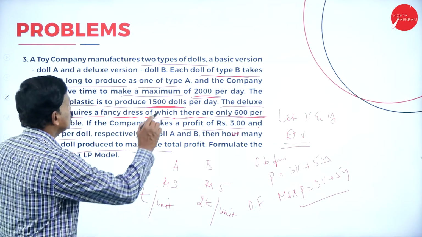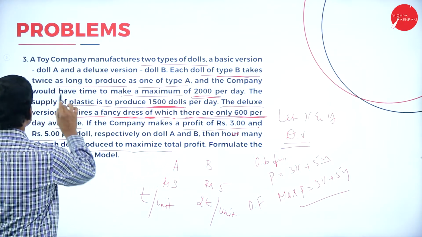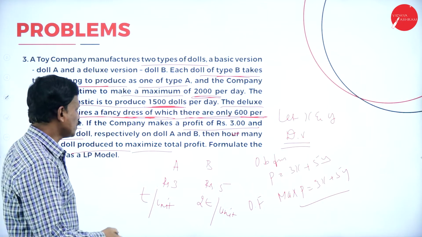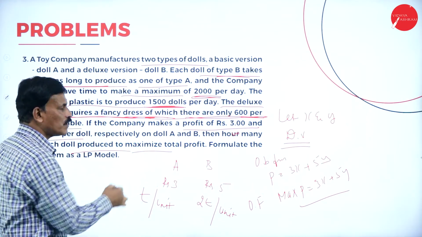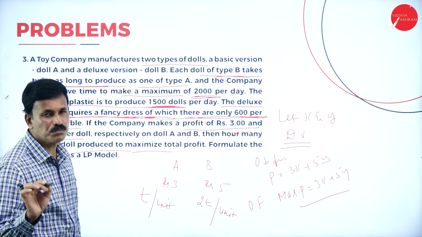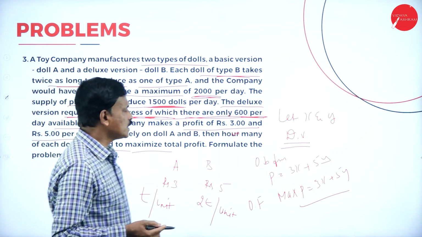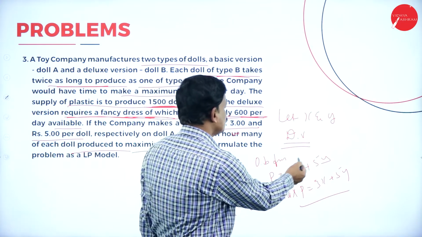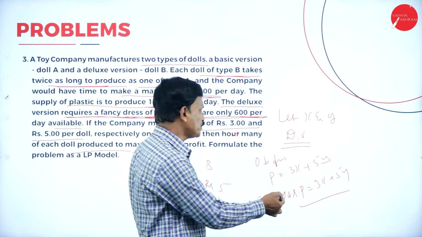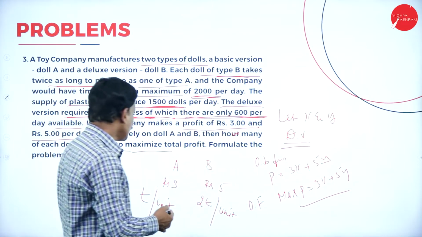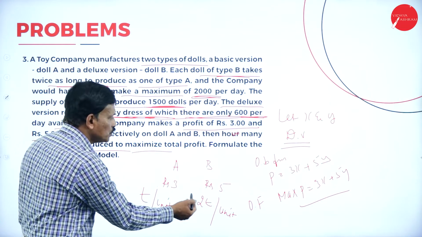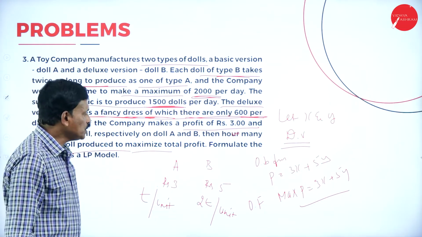Each doll of type B takes twice as long to produce as type A. So what is the profit given? The profit is rupees 8 for doll A and rupees 5 for doll B. Hence the objective function is 3x plus 5y, which is to be maximized. Therefore maximum P is equal to 3x plus 5y, and the time per unit for A is T and the time for B is 2T.